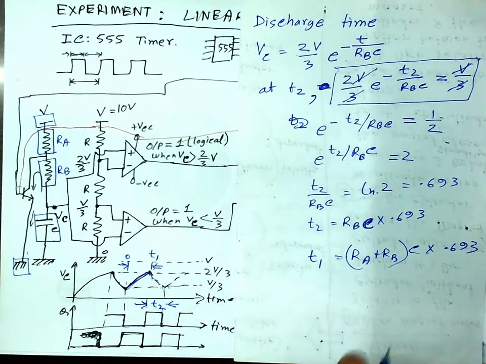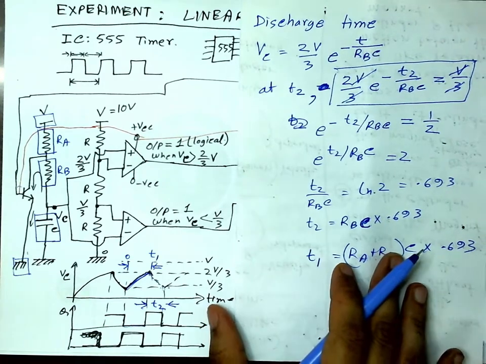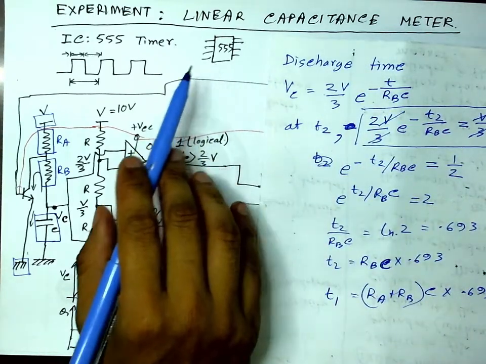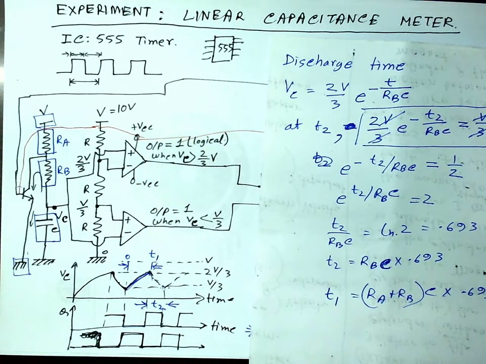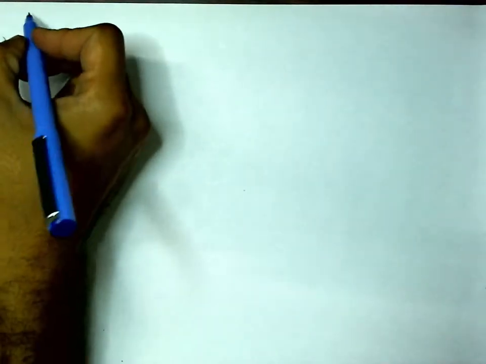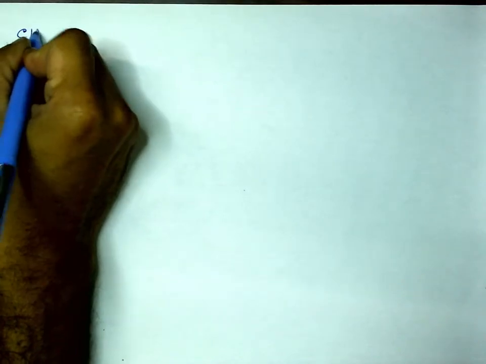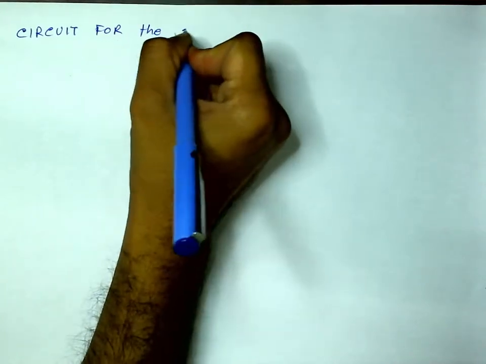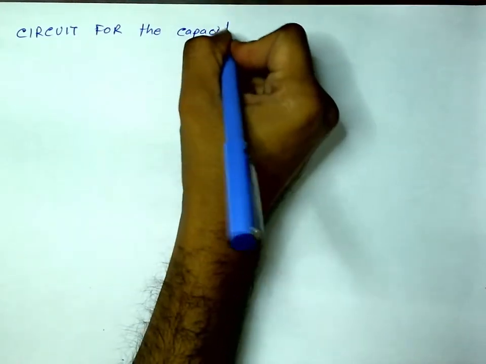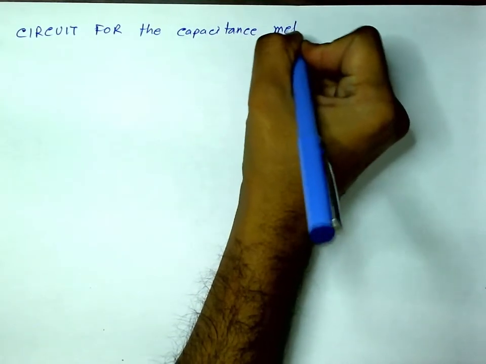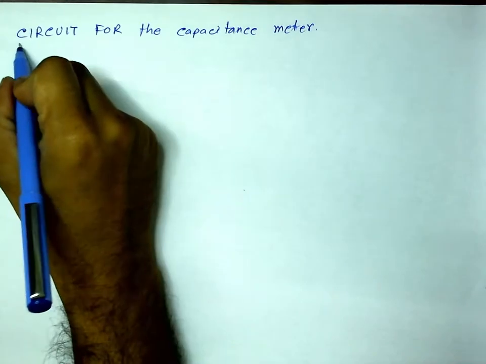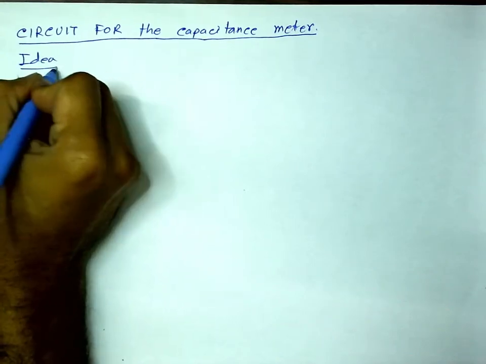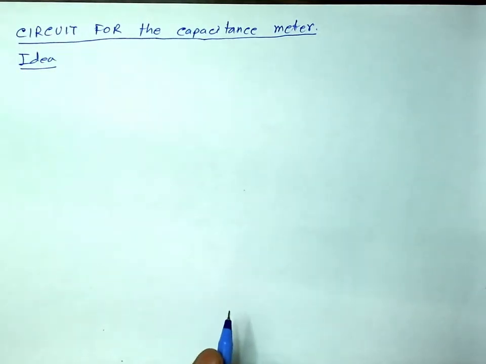Now in the later part of this video, we will talk about a linear capacitance meter which will use this IC 555 timer. So now let's have the circuit for the capacitance meter. Okay, and here is the idea. Before I draw the circuit, the idea is this.